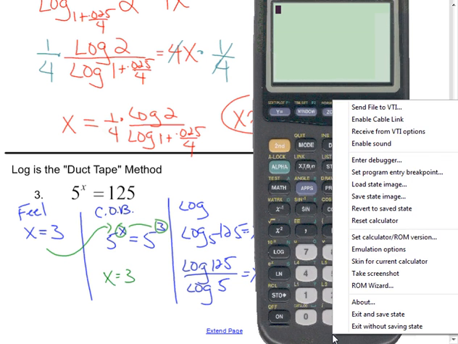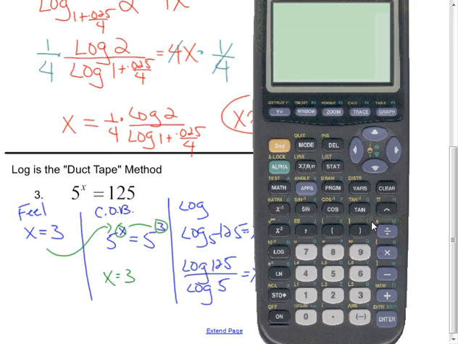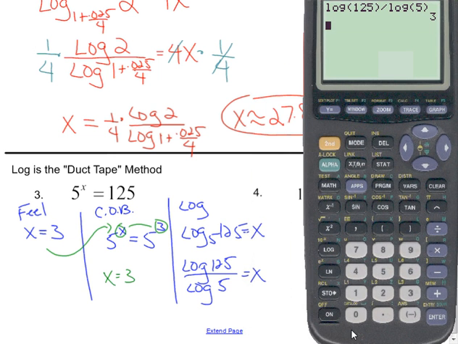And that allows me to go to my calculator and just get log 125 divided by log 5, and I in fact get 3. Nothing to round. Nothing to round should indicate that you probably could have done this with the feel method or the change of base method. But if you see, they're all the same.